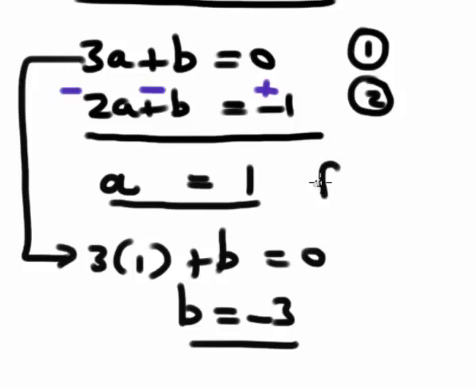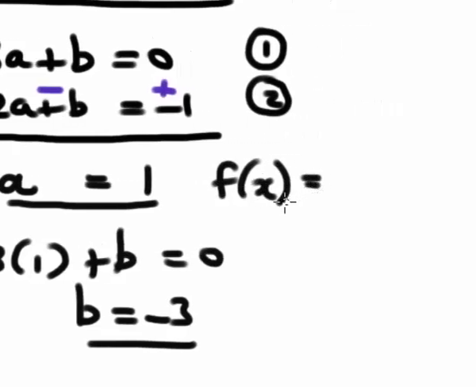So your graph would look like this. If you think of ax cubed, it's 1x cubed, and then minus 3, x squared. Okay, great.